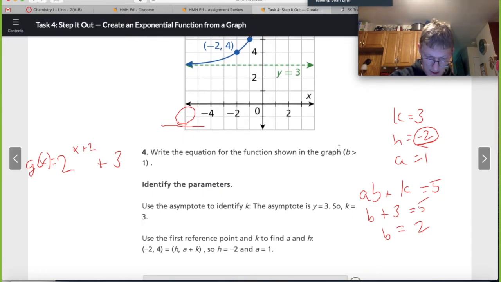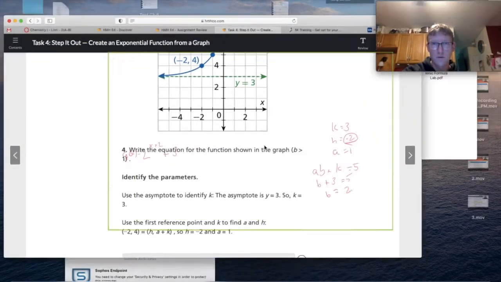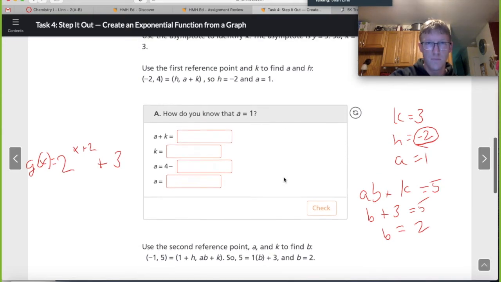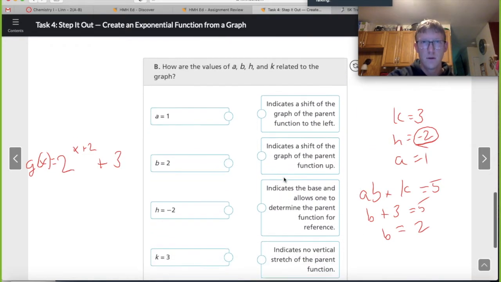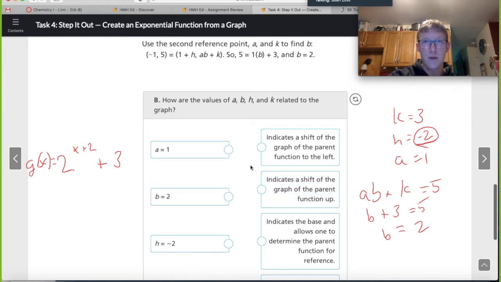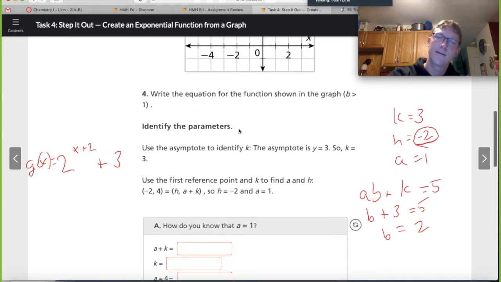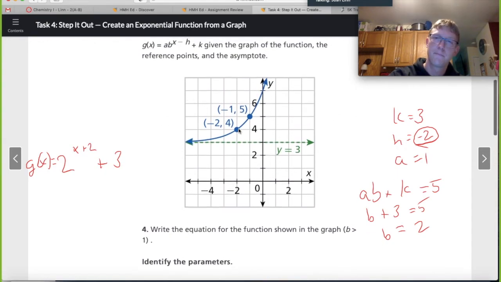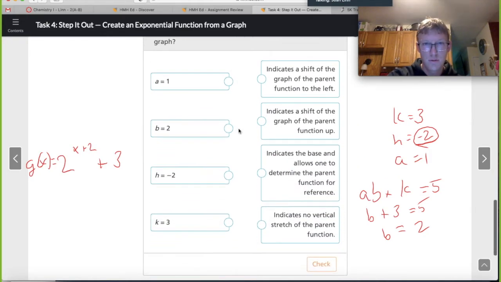So I'm sure that that's probably our next step. Let's see what we got here. So how are the values a, b, h, and k related to the graph? Let's look at the graph. So k is the asymptote. That's what I know. K equals 3 indicates a shift of the graph. So our graph went up.